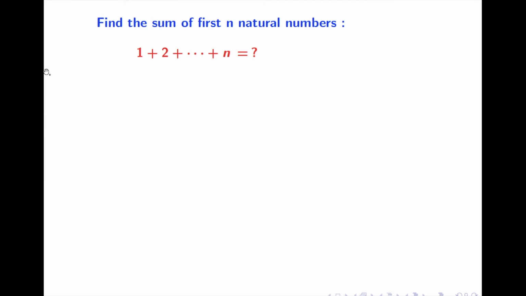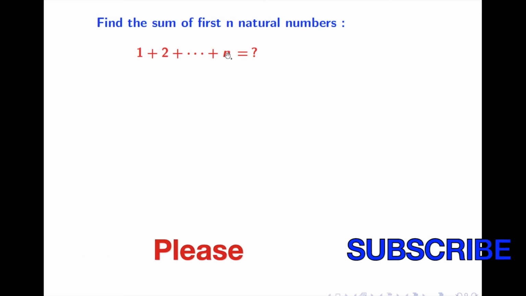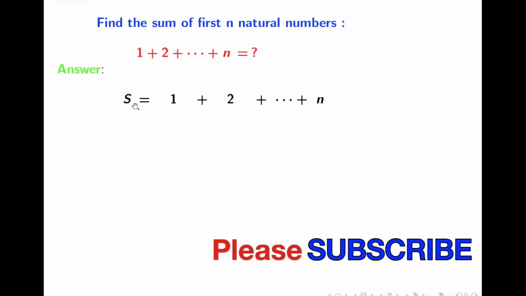In this video, we will learn to find the sum of first 10 natural numbers. That is, we will find the value of 1 plus 2 plus dot dot dot plus n. So let's start. At first, we will denote the sum by s. So we can write s equal to 1 plus 2 plus dot dot dot plus n.